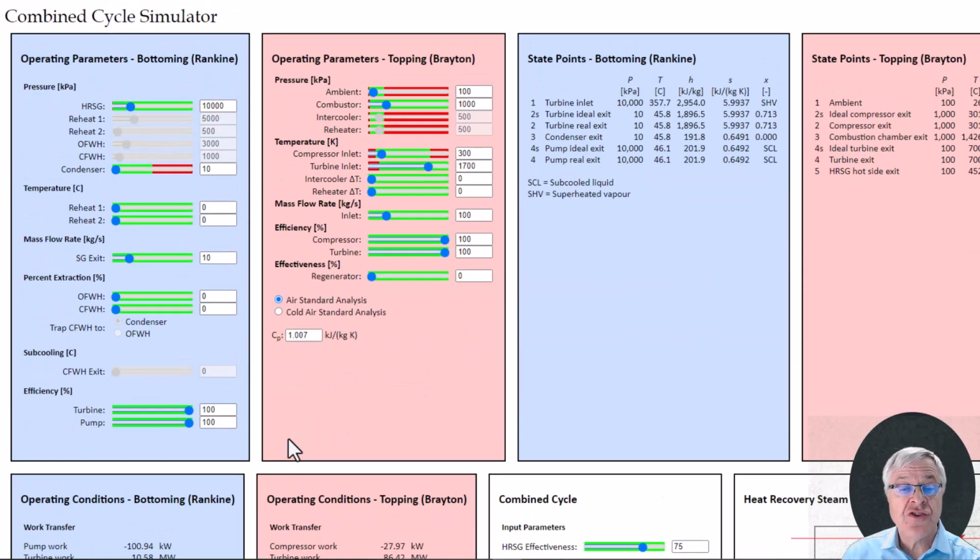In terms of changing inputs, I'm not going to do any of that in this particular video, but you can go and do that on your own using the link in the description, or you can go back and look at the videos for the individual cycles to see the effect of changing a lot of these parameters on the individual cycles.